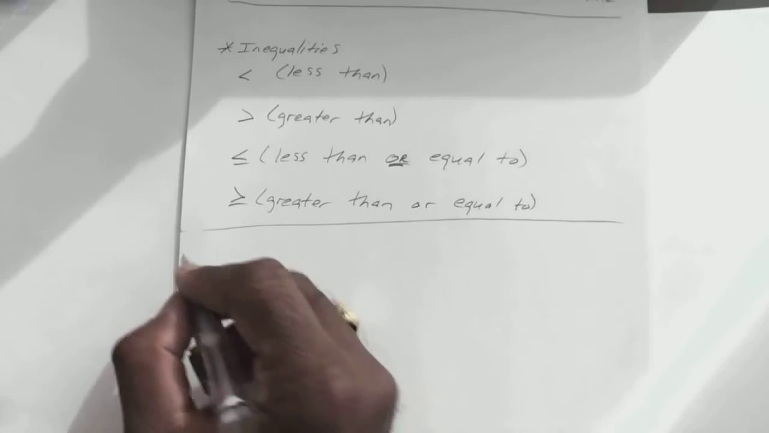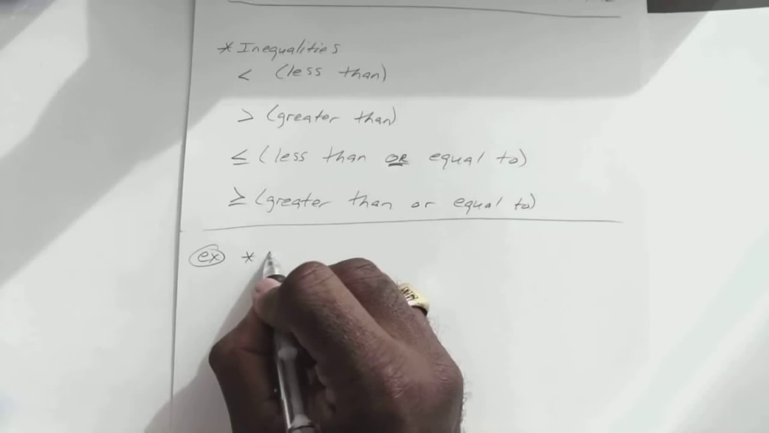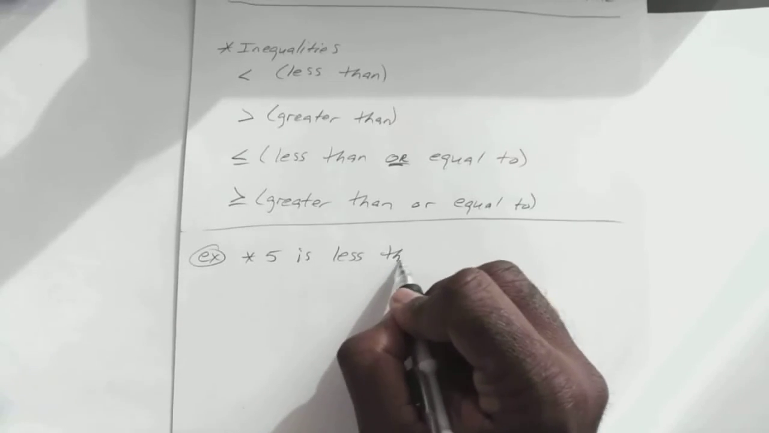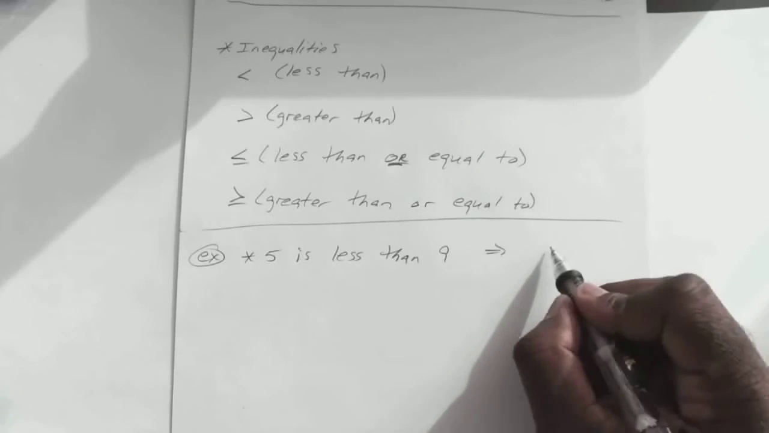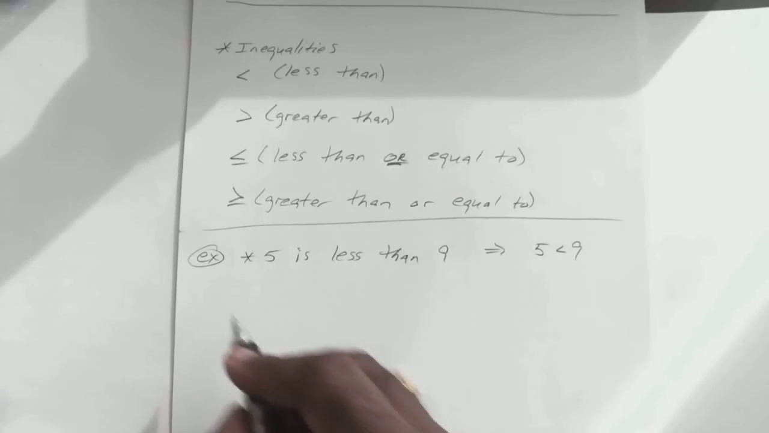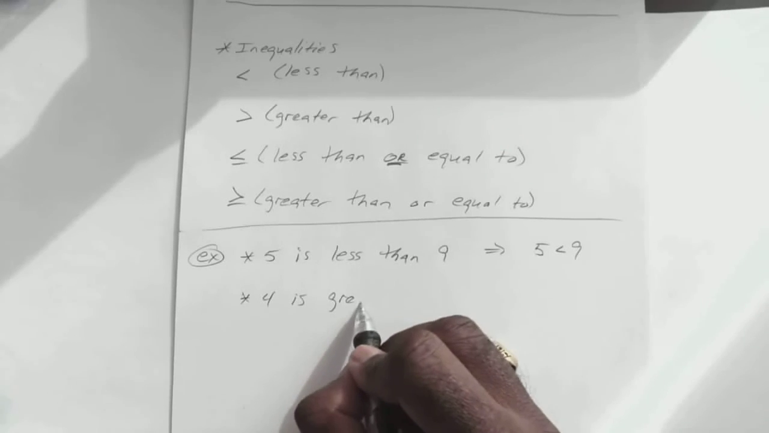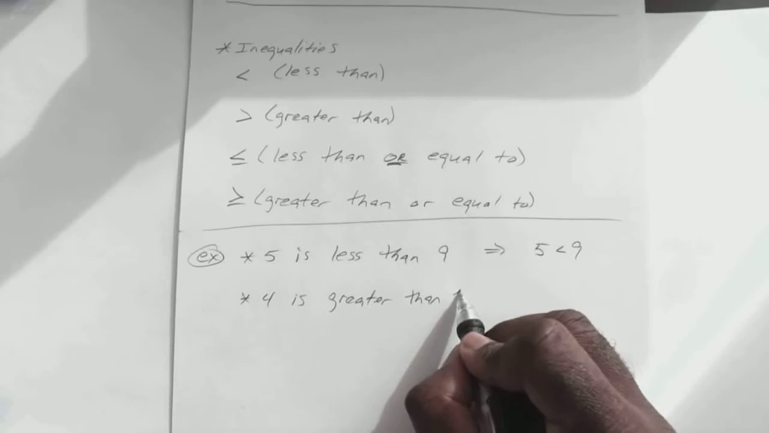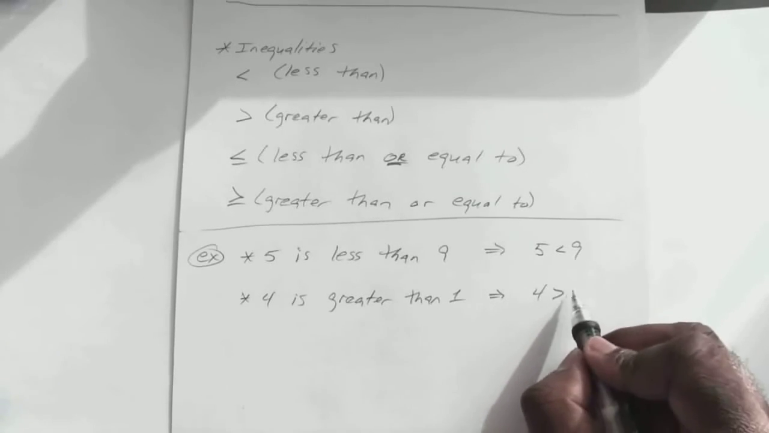All right, so let's say, for example, if we know that 5 is less than 9, we just write 5 is less than 9. Or 4 is greater than 1. Just write 4 is greater than 1.